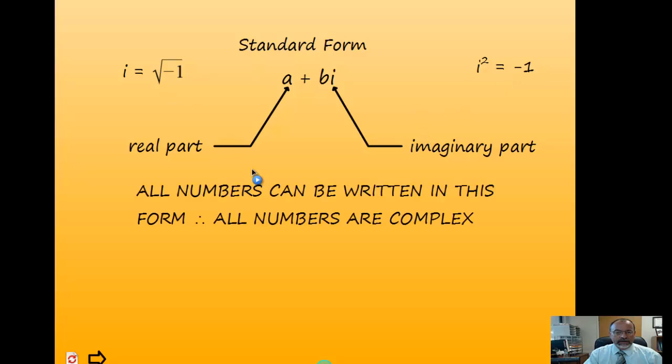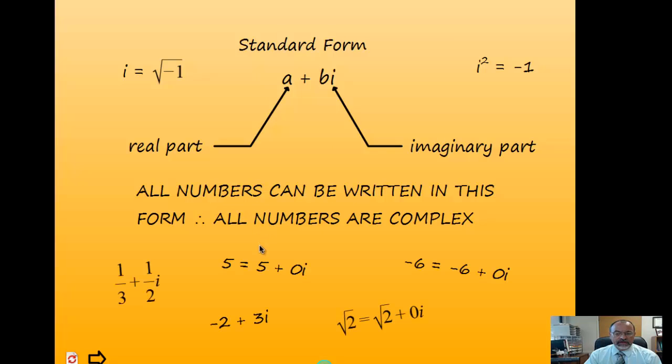All right? All numbers can be written in this form. Every number you've ever dealt with up until this point, all real numbers, can be written in this form where you have a real part plus bi, an imaginary part, and therefore all numbers are complex. And the examples would be like this. If we had 1/3 plus 1/2 i, that's a complex number.